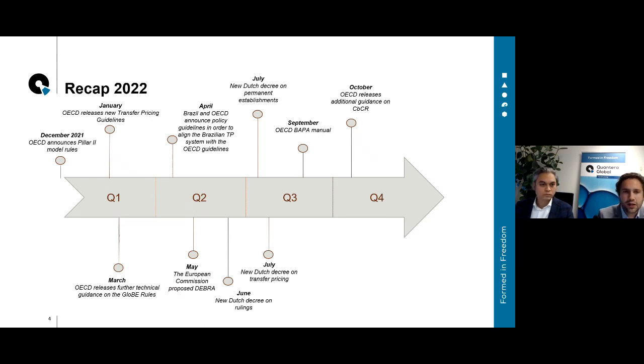And finally, there was some update on the CBCR guidance, including some more detailed information and elaboration on some specific topics. And the OECD published a BAPA manual, on bilateral APAs. That's high level what we saw throughout the year, but obviously there were a lot more developments to cover.